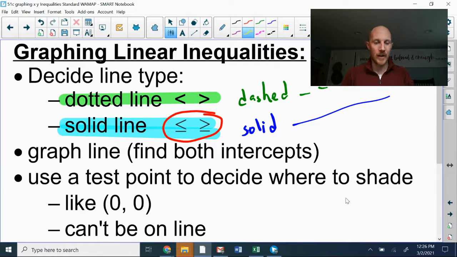We're going to decide what type of line style to use. Is it dashed or solid? Next, we're going to graph the line. And lastly, we're going to shade on one side of the line or the other. We're going to use a test point to decide where we are supposed to shade on that graph.